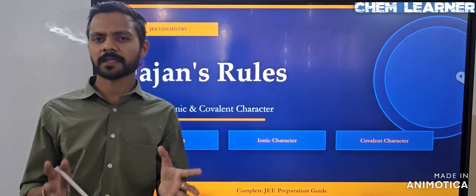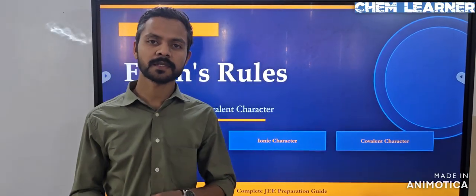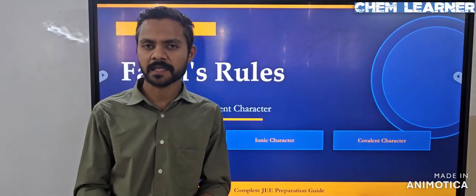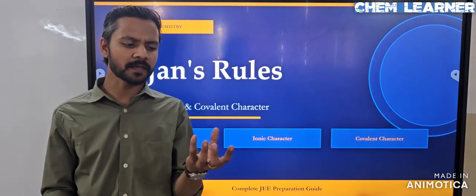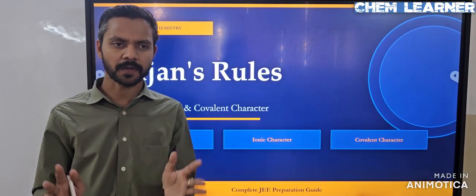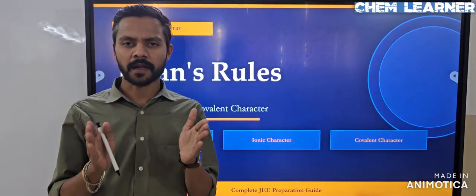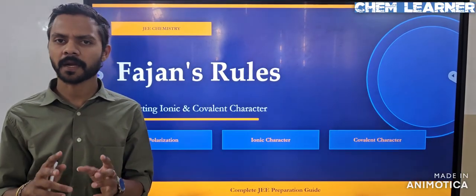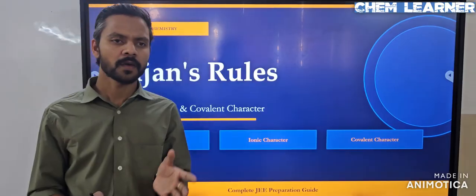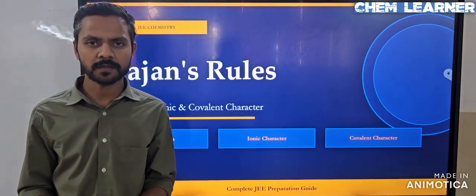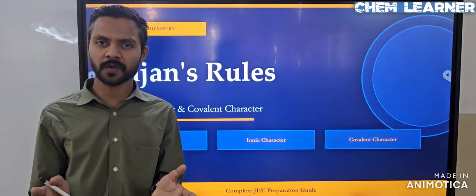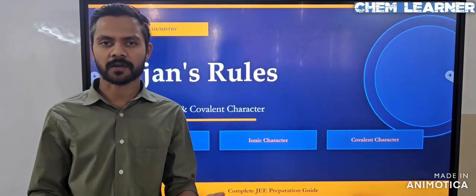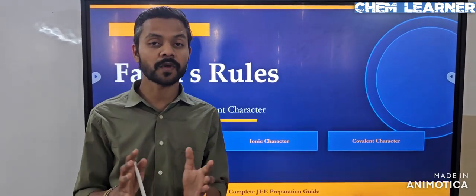Before explaining Fajan's rule, we will first try to understand how a chemical bond is formed. Basically, we can assume that there are two atoms, atom A and atom B. When atom A and atom B come in contact with each other, they form a chemical bond by two methods. Either there will be transfer of electrons, and when there is transfer of electrons between two atoms, an ionic bond is formed. Or there will be sharing of electrons, and when there is sharing of electrons, a covalent bond will be formed.